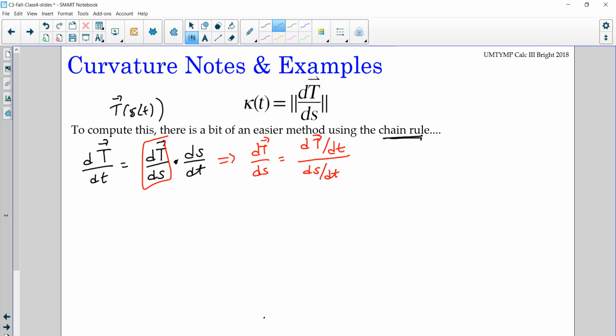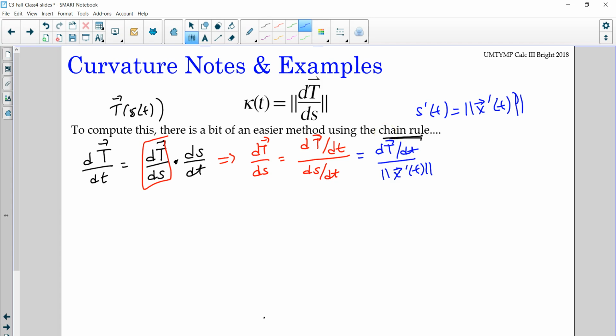Now, I previously said that we might need to pay attention to that s prime, right? S prime of t, and saying that that was the length of the parameterization vector that we have. So this really can be written as the derivative of the unit tangent vector with respect to time over the length of vector x prime of t. And so that's really nice.